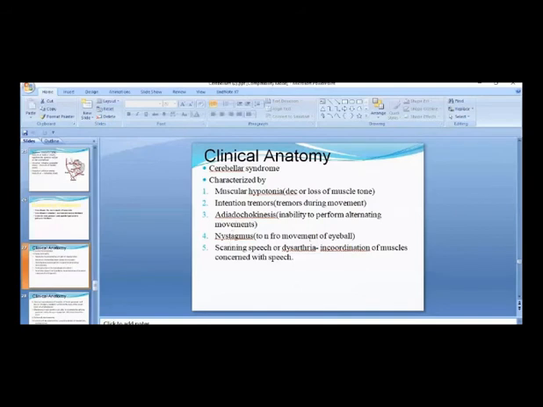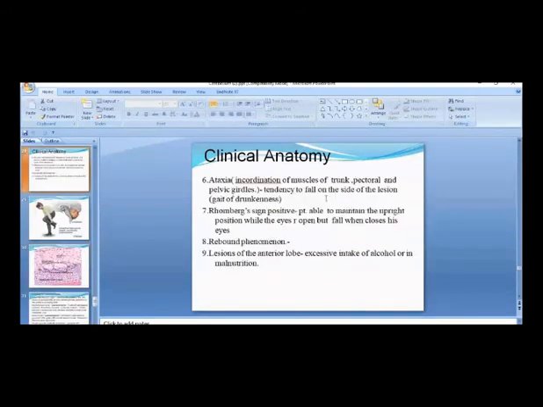Nystagmus, the to and fro movement of the eyeball. Scanning speech or dysarthria, incoordination of muscles concerned with speech. Speech will not be clear. Alternating movements of the hand will be impossible. There will be tremor present during movements, and loss of muscular tone.